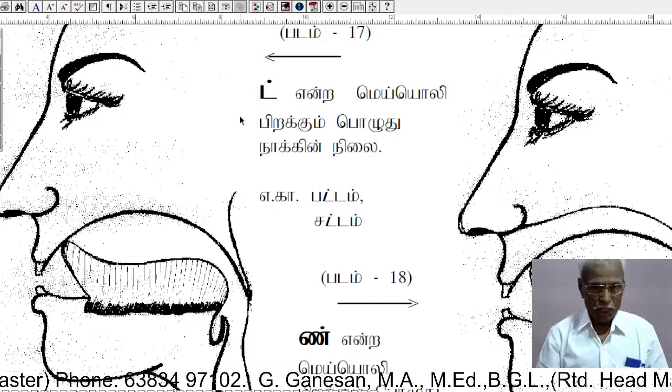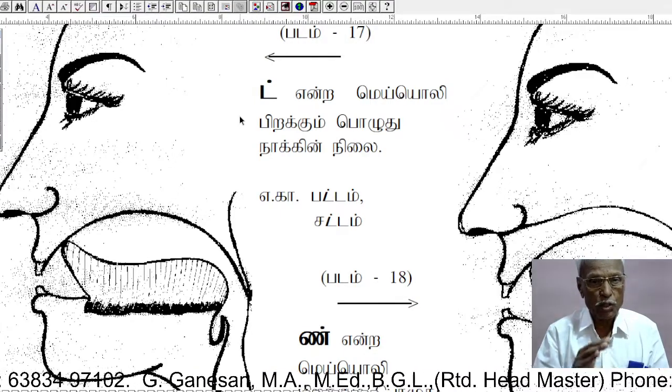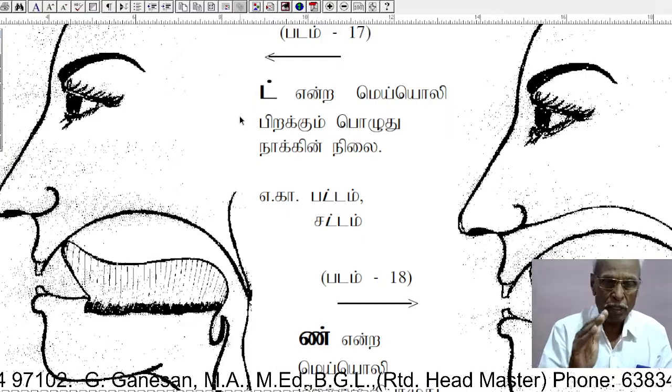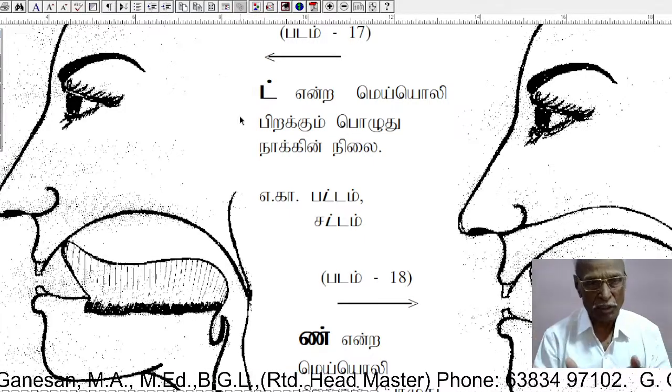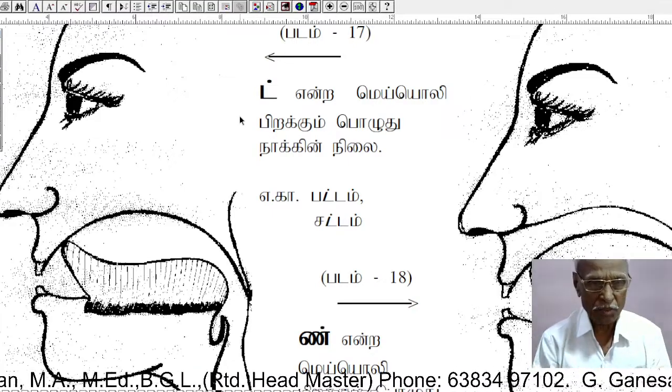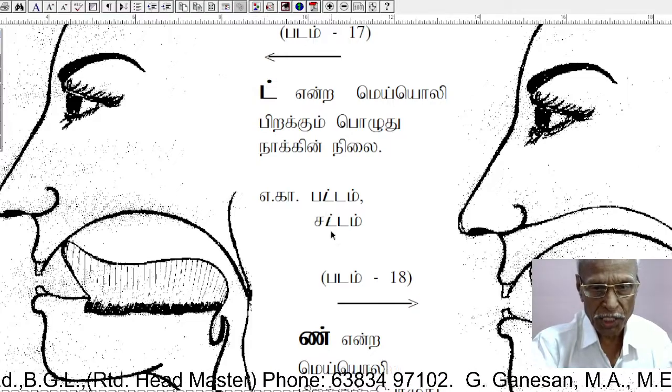That is, it is produced by raising the tip of the tongue towards the hard palate and making a tight contact with the hard palate and sending out the air through the sides of the tongue. Example: pattam, sattam.